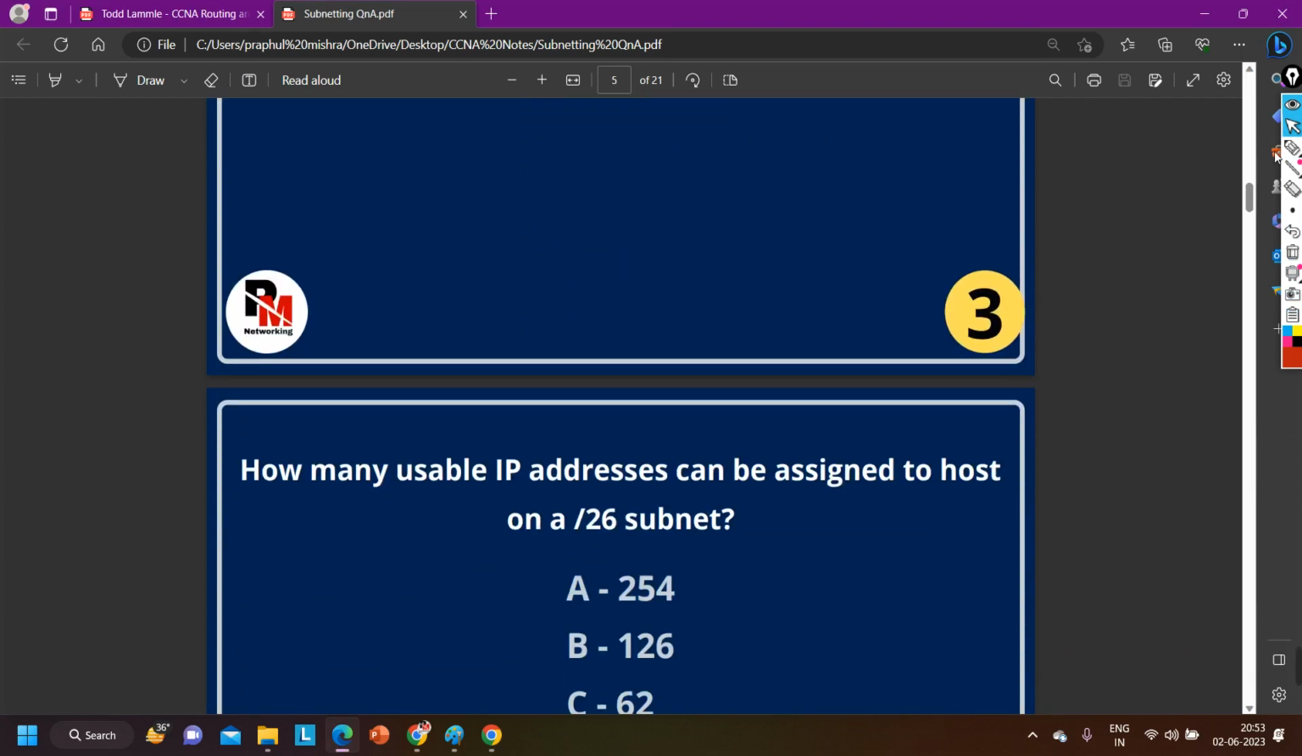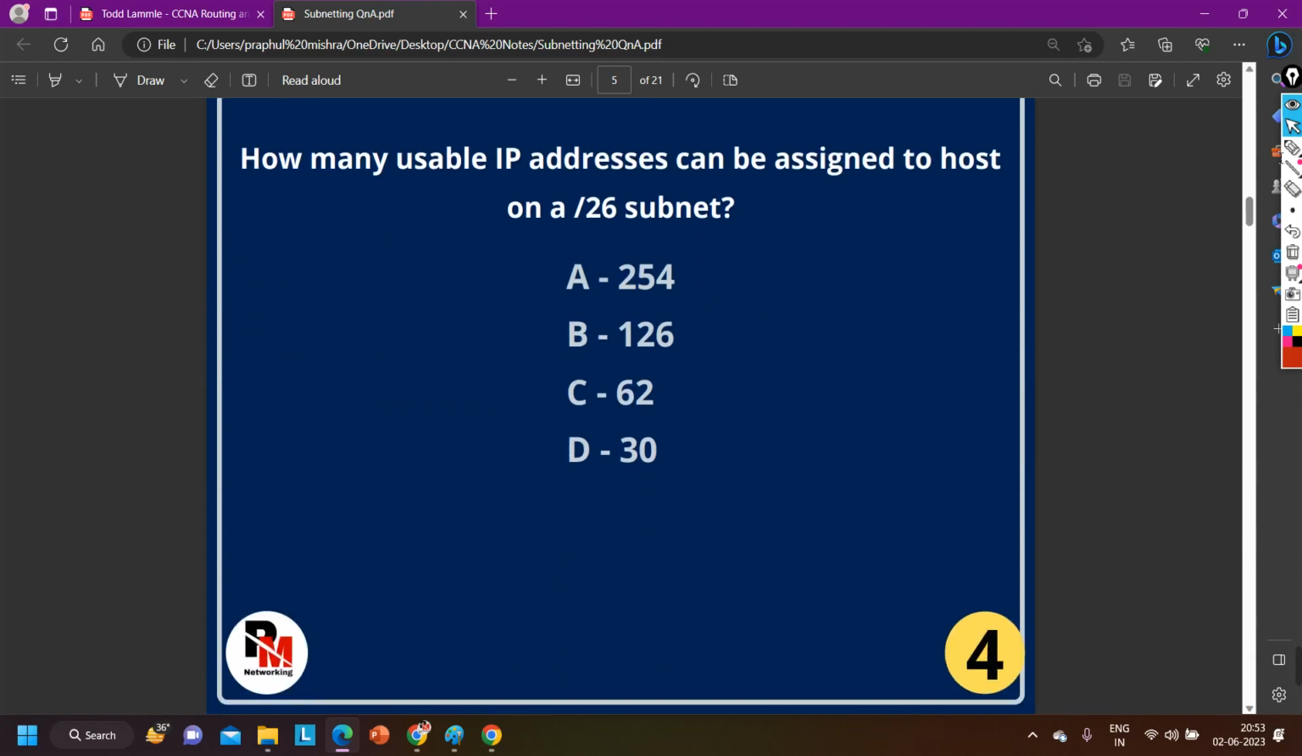This is an easy question. Anyone can solve it. How many usable IP addresses can I get from /26? 62. Exactly 62. Option C is the right answer to this question.